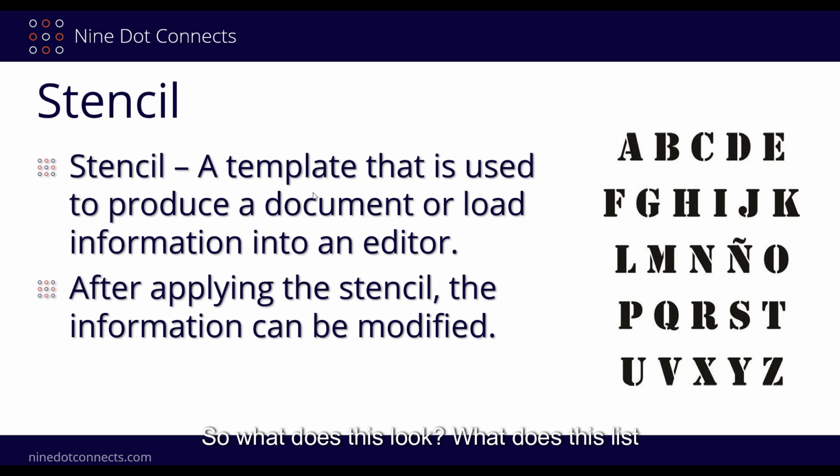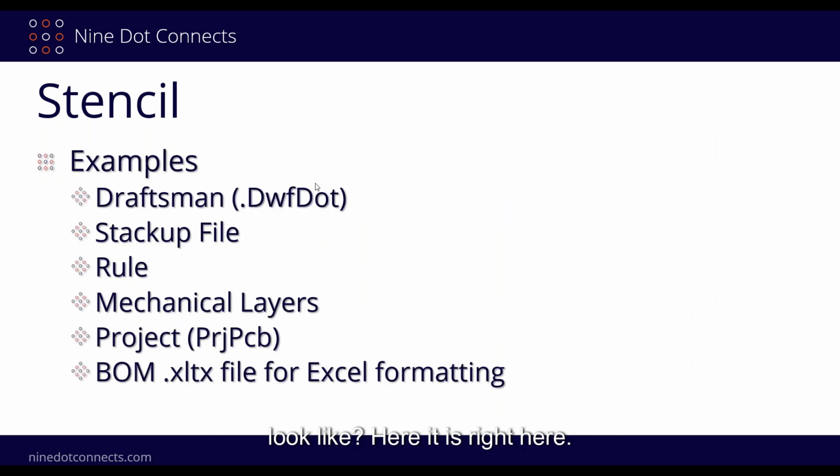So what does this list look like? Here it is right here. So for examples, we have the Draftsman, because the DWF.dot file, well, what do we do with that file? What we do is we set up, well, I want a bill of materials over here, and I want some images of the board over here. And on this page, I want the drill table. So you put those things out there, and then once you open it up, Altium fills in the blanks. And then later on, if you don't like where it's at, or it's too big, you can modify its properties to your heart's delight.